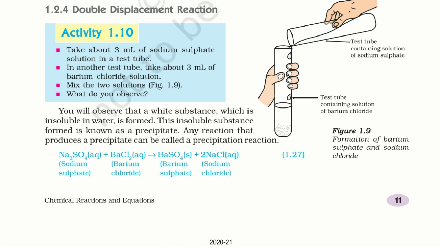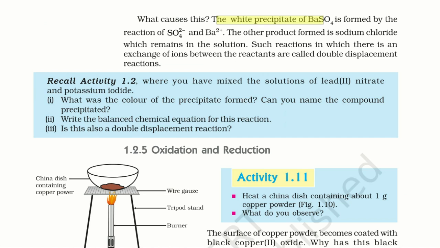So in double displacement reaction, the exchange of ions takes place. Not the high reactive metal and the low reactive metal, just like what we studied in displacement reaction. Here, the exchange of ions takes place and that makes the reaction double displacement reaction. The white precipitate of barium sulfate is formed by the reaction of sulfate and barium. The other product formed is sodium chloride which remains in the solution. Such a reaction in which there is an exchange of ions between the reactants is called double displacement reaction.